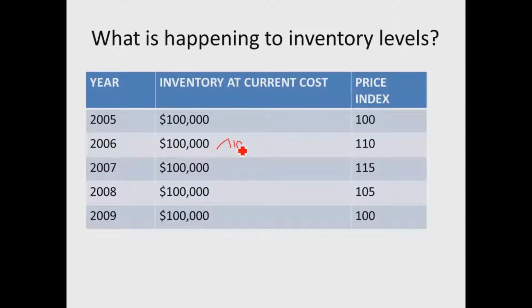It would cost 110, right? So in order for me to have the same quantity of inventory, I would need to have at least 110. Do I have 110? No, I have less, right? I have 100 divided by 110. So what happened to my inventory? I have less. I have a lower quantity than I had in the previous year.